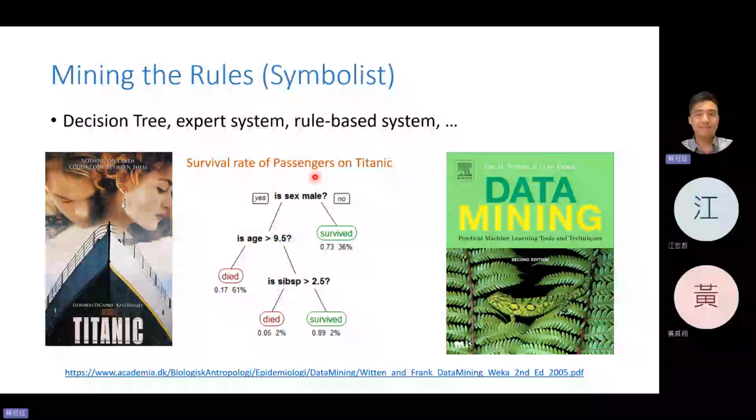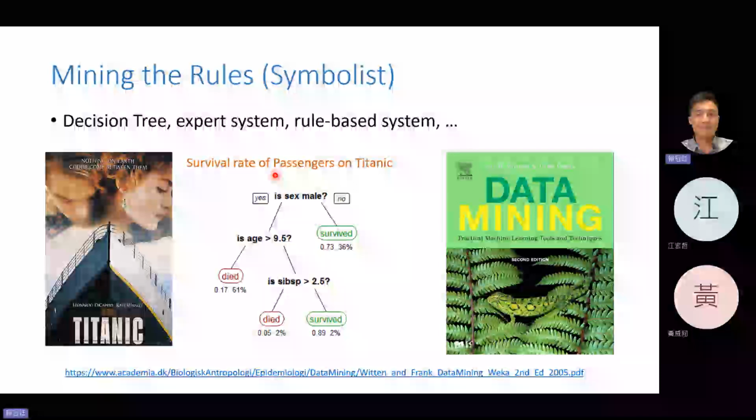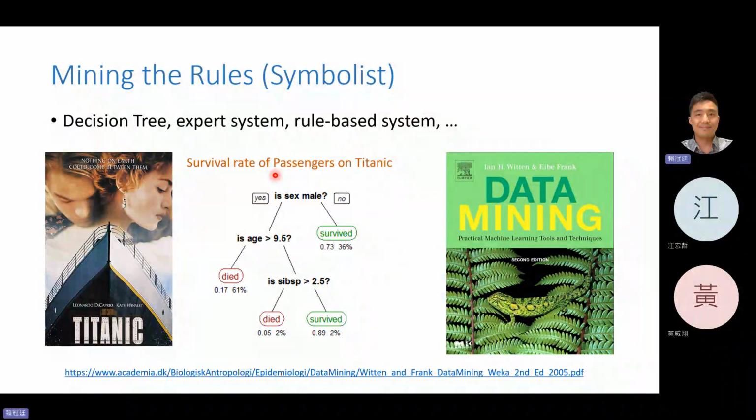Right, so here's a data set about the profile of all the passengers on Titanic. And if we use the profile to predict if the passenger can survive or die, we will get this decision tree. So the decision tree will first select a feature, or you can say an attribute, to decide which way to go. This is a binary tree. So first, let's check whether the passenger is male or female.